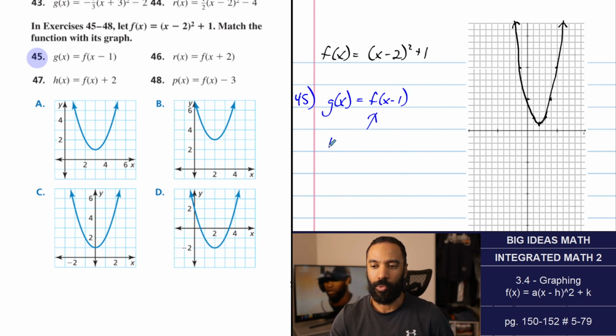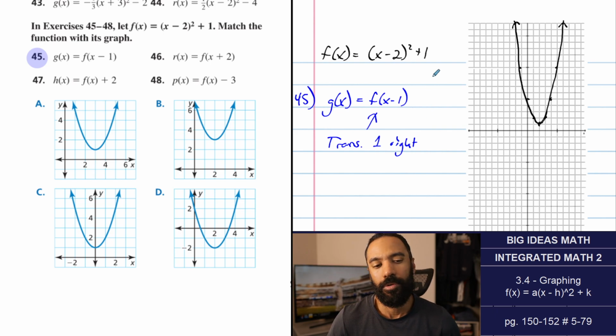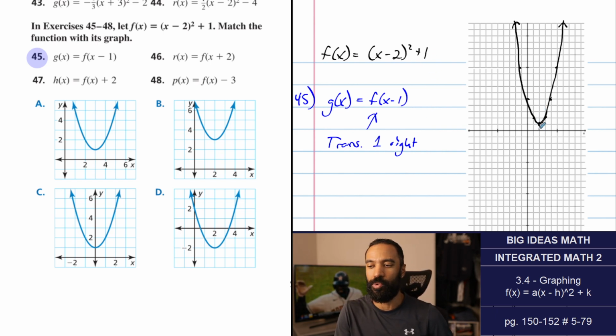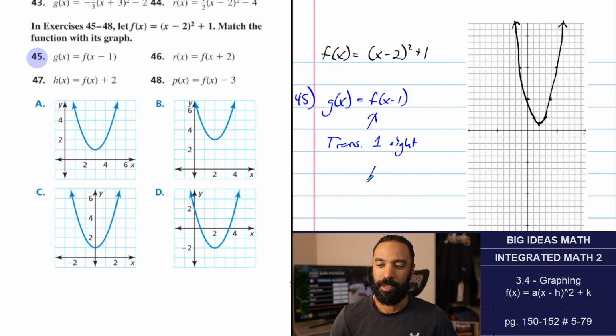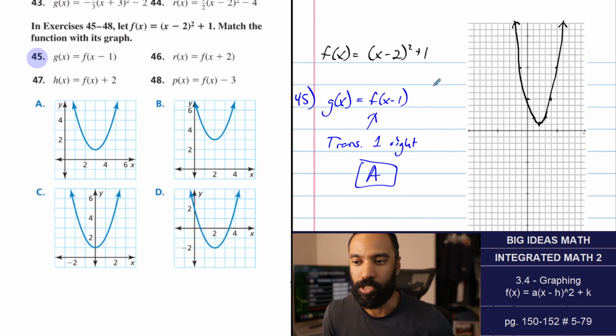What we're going to do is translate this thing 1 unit to the right, and then boom, you have your graph. That's it. We move it 1 to the right. So before this was at 2, 1. Now the vertex will be at 3, 1 with the exact same graph. I guess all these face upward. So where's 3, 1? Looks like it's this one, A. It's going to be A because it's 3, 1 right there. Now that's the translation 1 unit to the right.